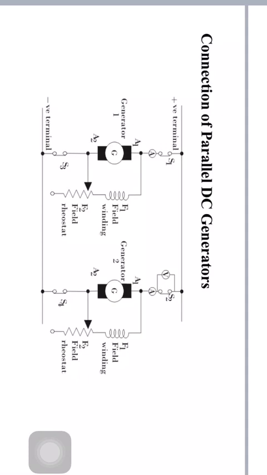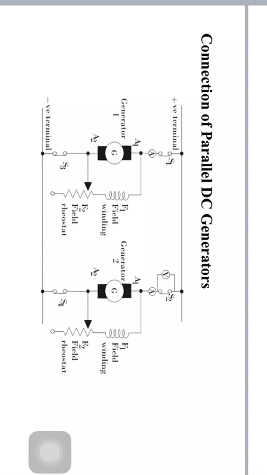So why are we going for parallel operation of DC generators? We can get continuity of service and efficiency also, maintenance and repair, increasing plant capacity, and non-availability of a single large unit. In general, in many situations, a single unit of desired large capacity may not be available. So in that case, a number of smaller units can be operated in parallel to meet the load requirement.